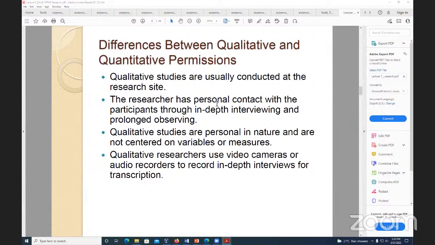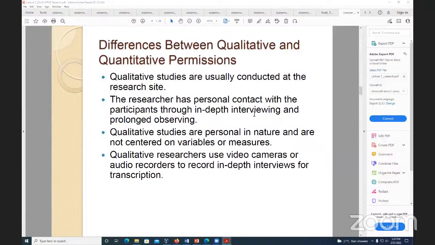So there actually are differences between the qualitative and quantitative permissions. So usually you go in person. When you go in person, typically you may call in advance or get a heads up, but you're not going to get the real permission usually until you're actually there. And then you're going to do interviewing or observations. Those are the two most typical types of qualitative.